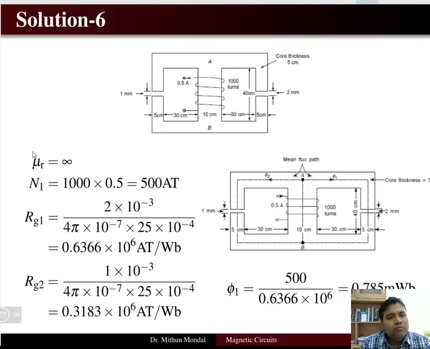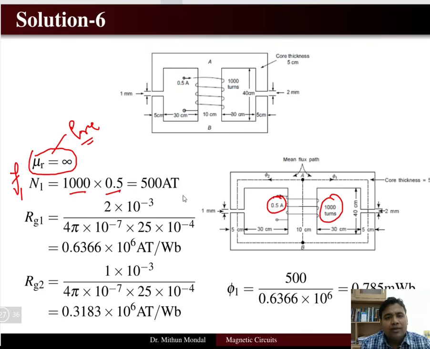Now your mu r is infinite for the core material, that is your case 1. The core is having a permeability which is infinite. Then in that case, first you find out what is the mmf. What is the mmf in 1? Then you will be getting, because you have 1000 turns N which is carrying a current of 0.5, so it means 1000 into 0.5 will give you 500 ampere turns as the mmf.